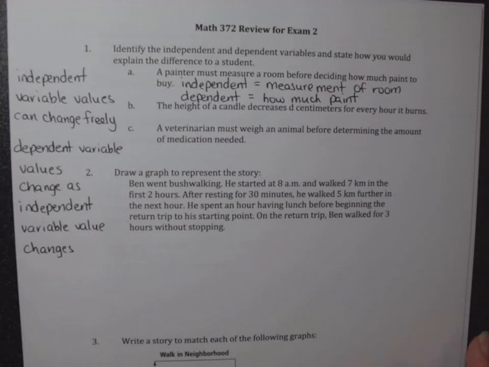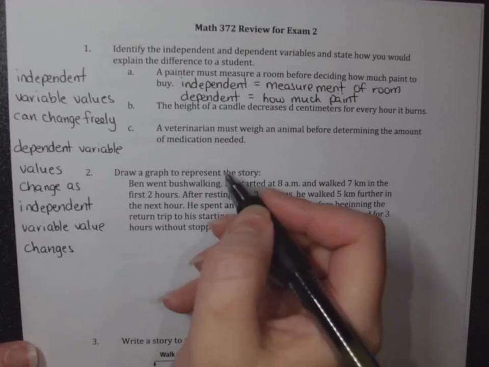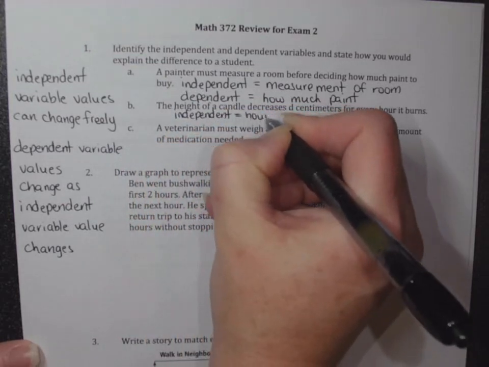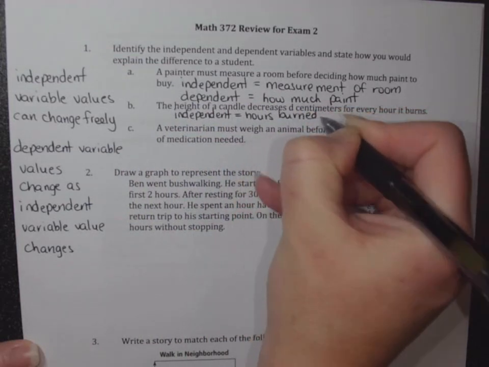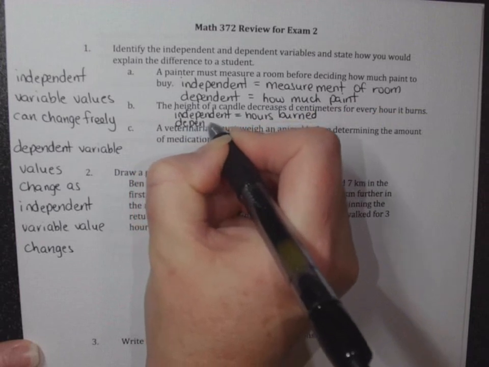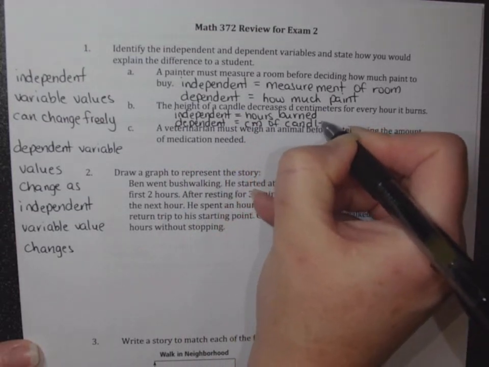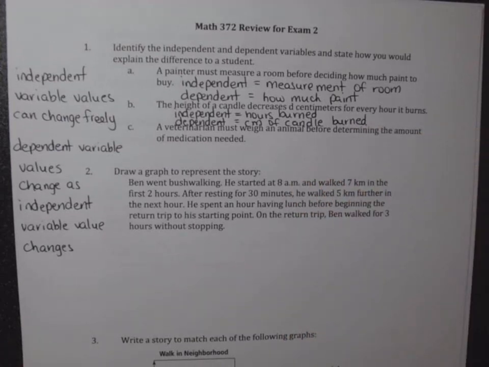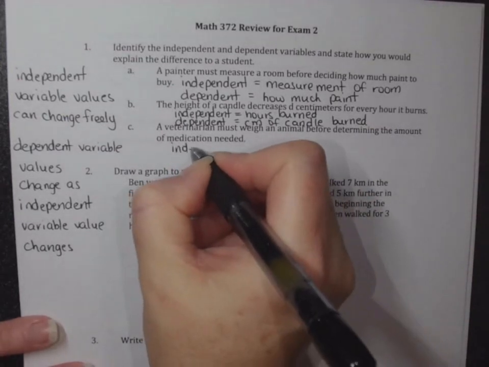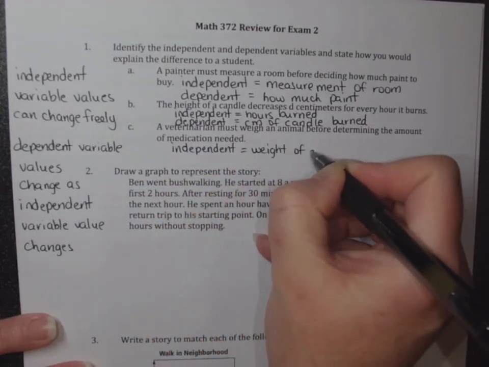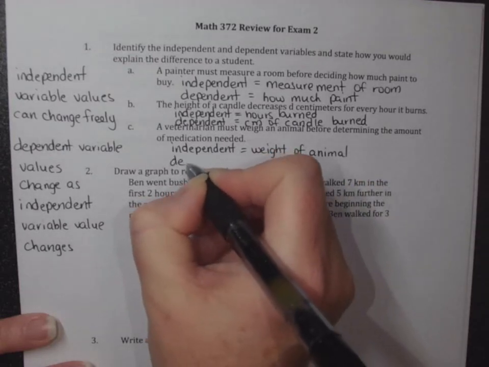Okay. Part B, the height of a candle decreases d centimeters for every hour it burns. Again, you need to think about the variable you don't have any control over. I would say the variable you don't have much control over is the hours you burn. Well, I mean, you kind of have control over it, right? You could blow it out. But this just is what it is, okay? And then the dependent variable, having to squeeze it in here, I need to leave more room, is going to be the centimeters of candle burned. And then lastly on this one, a veterinarian must weigh an animal before determining the amount of medication needed. The thing the veterinarian wouldn't really control is the weight of the animal. But once we know the weight of that animal, right, then the amount of meds would be dependent on that.